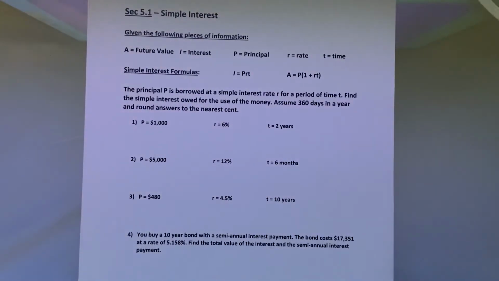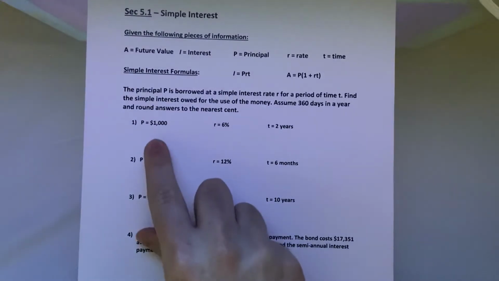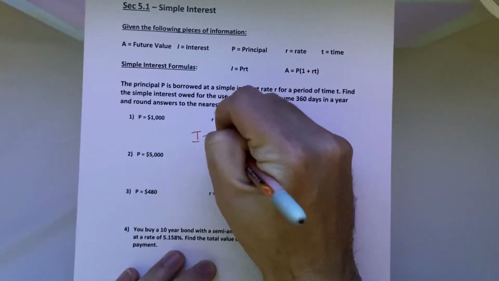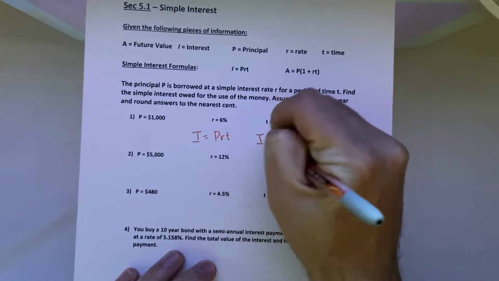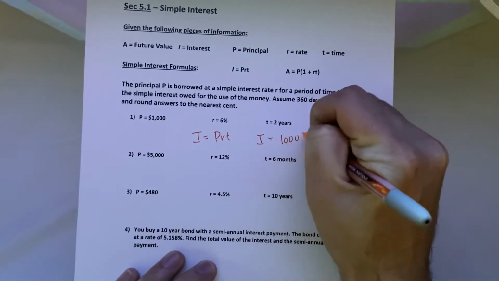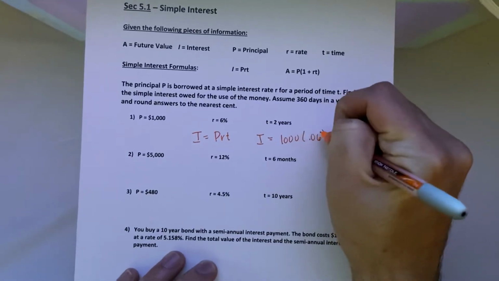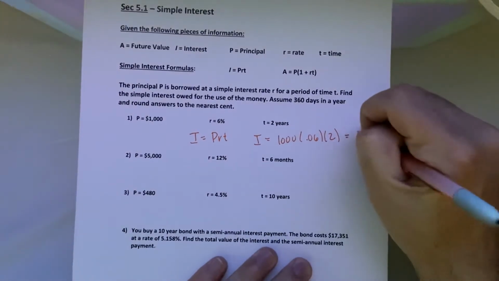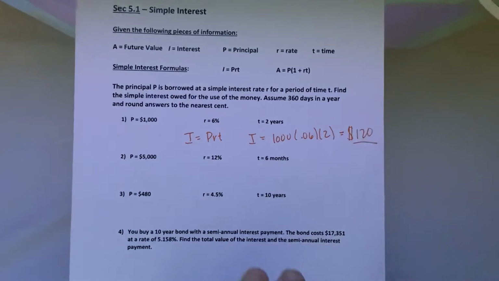So if the principal is borrowed at a simple interest rate for a period of time T, find the simple interest owed for the use of the money. Assume 360 days a year, and round answers to the nearest cent. So you borrow $1,000 at 6% interest for 2 years. I equals PRT, so the interest equals 1,000 times 0.06, since your rate goes in decimal form, times 2. Put that in the calculator and you should get $120 of interest.